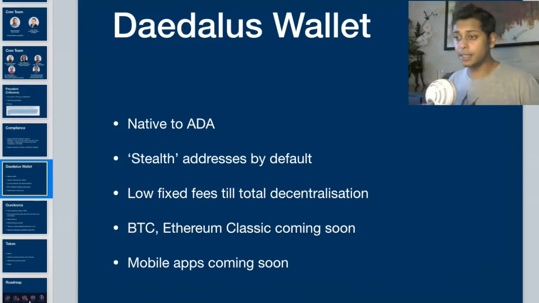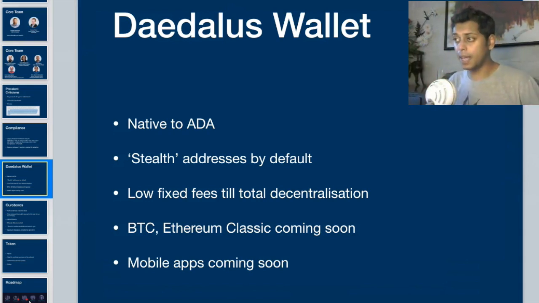There are stealth addresses by default, and the low fees are currently fixed. The goal is for this to be a multi-currency wallet. So Bitcoin and Ethereum Classic compatibility will come soon. You must be wondering why Ethereum Classic over the Ethereum that we use right now. Well, that's because Charles Hoskinson was involved in the Ethereum project. He was the CEO of Ethereum for a few months, but then he ended up leaving, and his loyalties lie with Ethereum Classic.